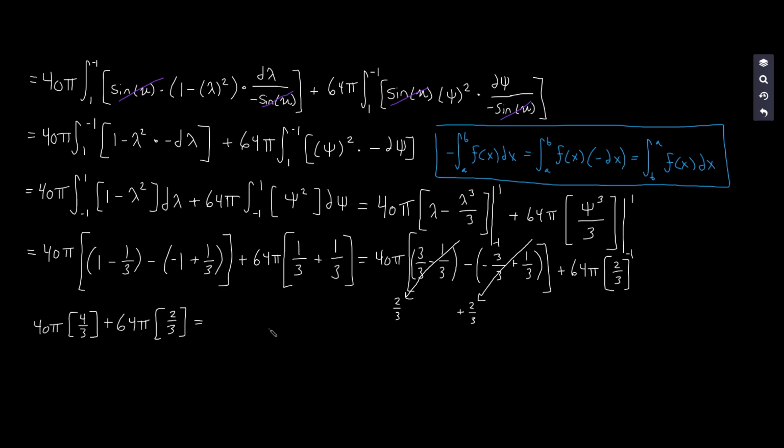4 times 4 is 16 with a 0. So 40 times 4 is 160. 160 pi over 3. I don't even know if these are divisible by one another, but it shouldn't matter because we're going to end up adding these together anyway. What's 64 times 2? 128 pi, I think, over 3.